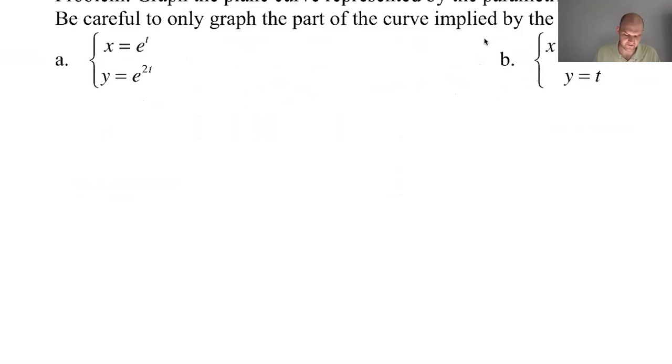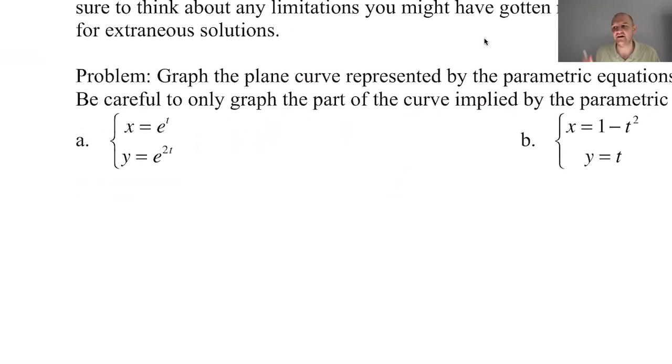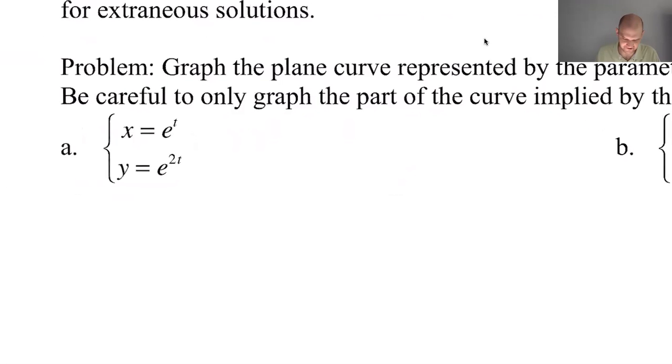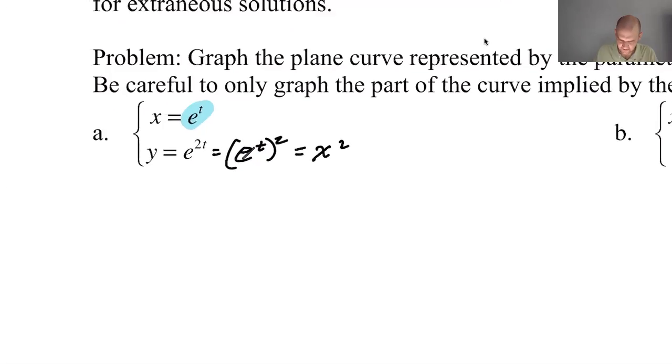So let's do it. If I've convinced you that it's a bad idea, let's actually implement it and see how it goes. So here, e to the t is what x is equal to. So I'd like to write y in terms of that if I can. If I can't, I'll write x in terms of y. That's not really an issue. But for this particular problem, I can write this as e to the t, squared, and then e to the t is x. So this is really just x squared.